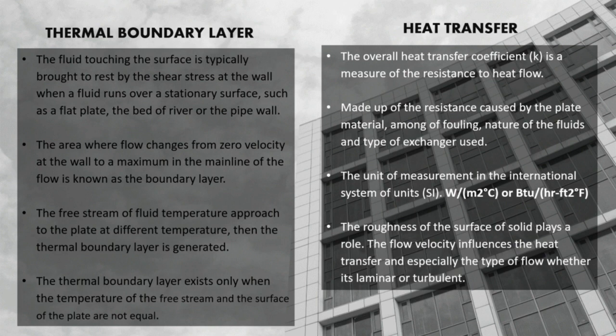The overall heat transfer coefficient K is a measure of the resistance to heat flow, made up of the resistance caused by the plate material, amount of fouling, nature of the fluids and type of exchanger used. Here are the units of measurement in SI units. And lastly, the roughness of the surface of the solid plays a role. The flow velocity influences the heat transfer, and especially the type of flow, whether it's laminar or turbulent.